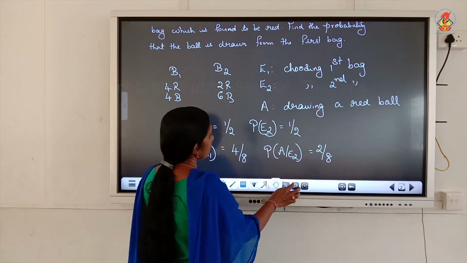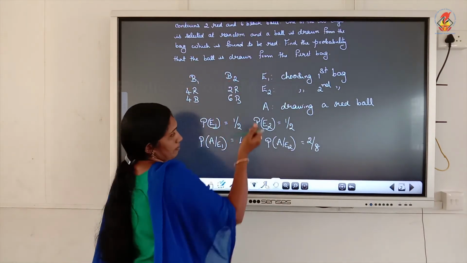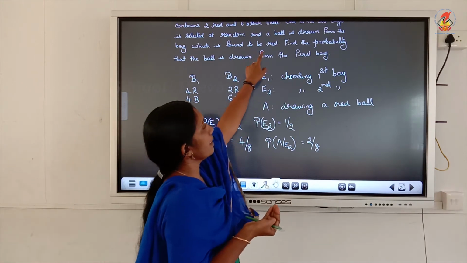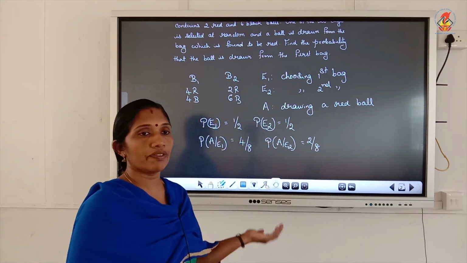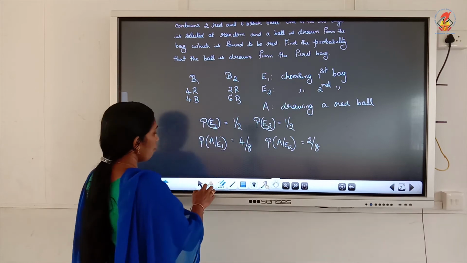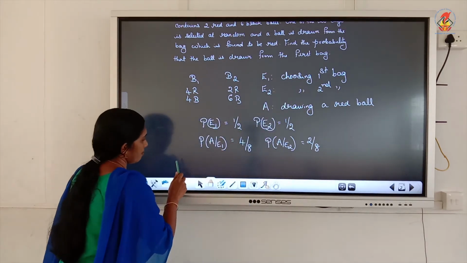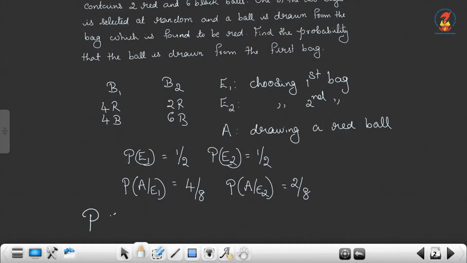The question: the ball in our hand is red in color, what is the probability that it was taken from bag number 1? So, how to denote that? P of, find the probability that it was from bag number 1, that should be in the numerator, that is P of E1 given, what we know? We know that the ball is red in color. So, it is in the denominator. Okay. So, P of E1 given A, that is only what we have to find.